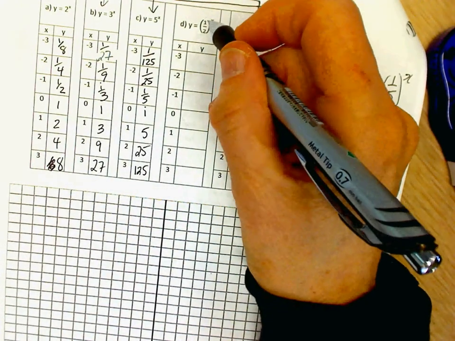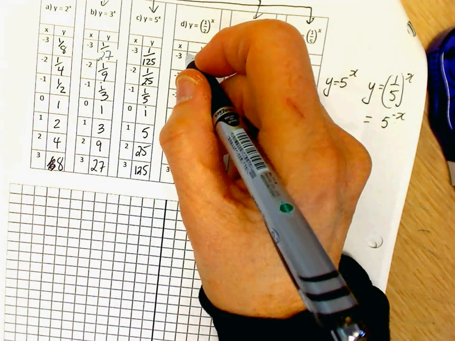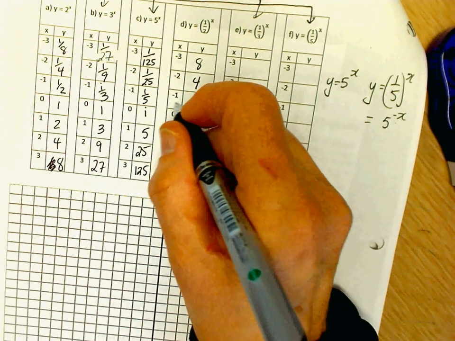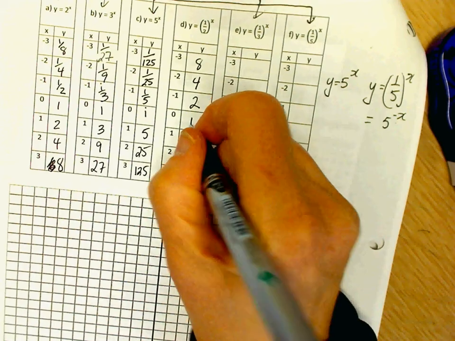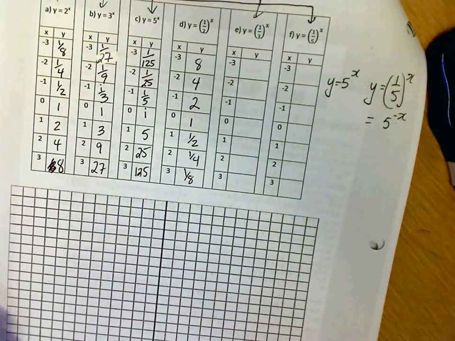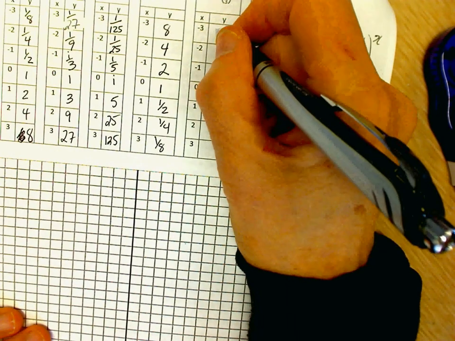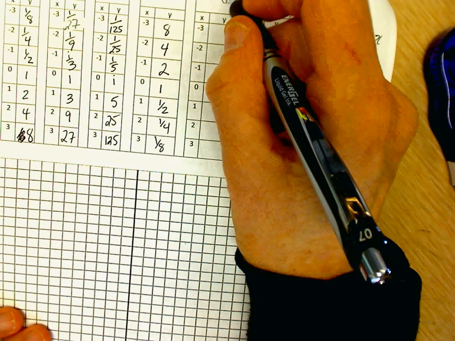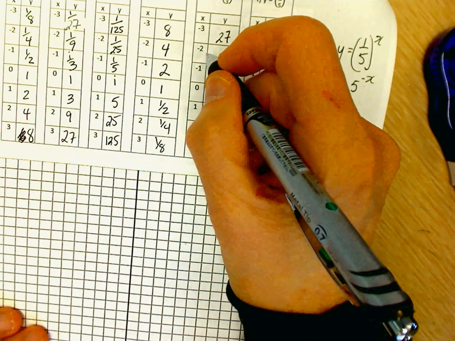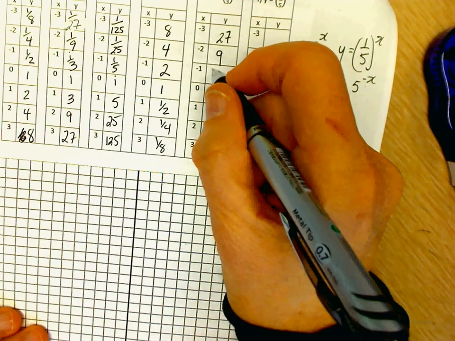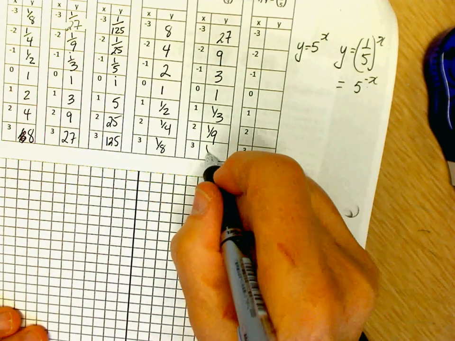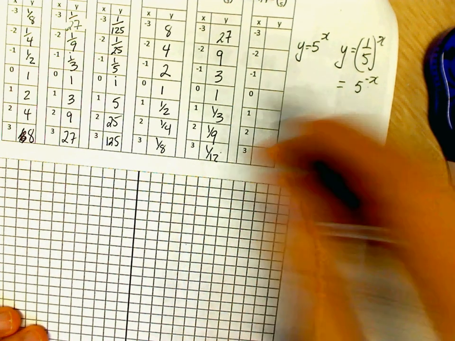Okay, 1/2 to the negative 3 is the same as 2 to the 3, which is 8. 1/2 to the negative 2 is 2 to the 2, which is 4. 1/2 to the negative 1 is 2. 1/2 to the 0 is 1. 1/2 to the 1 is 1/2, then 1/4, 1/8. 1/3 to the negative 3 is the same as 27. 1/3 to the negative 2 is 3 squared, which is 9. 1/3 to the negative 1 is 3, then 1, 1/3, 1/9, 1/27.